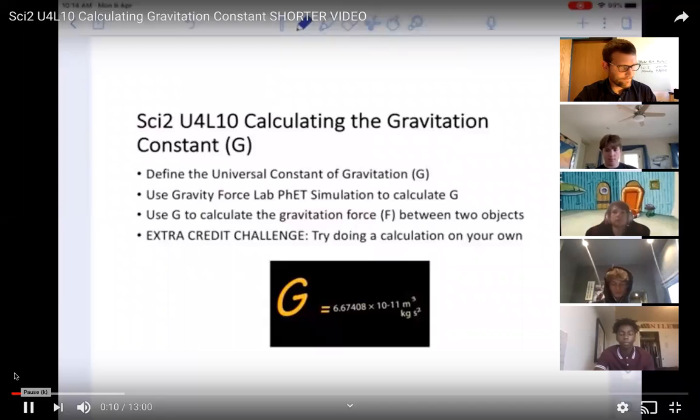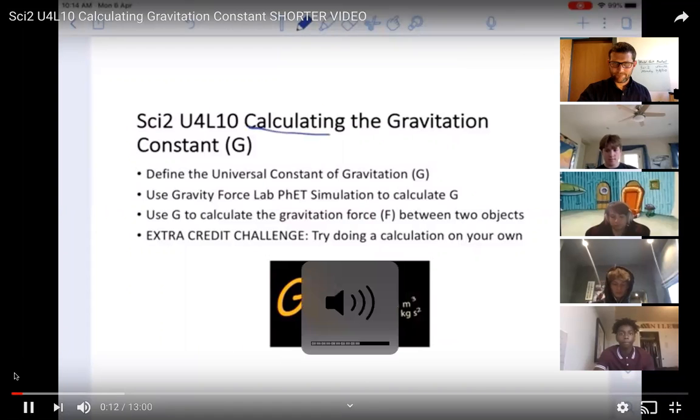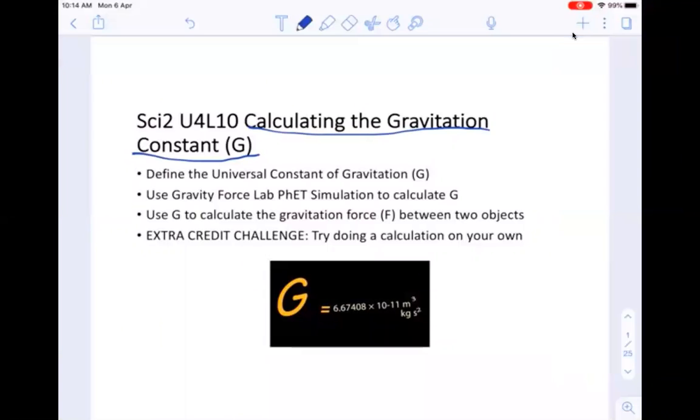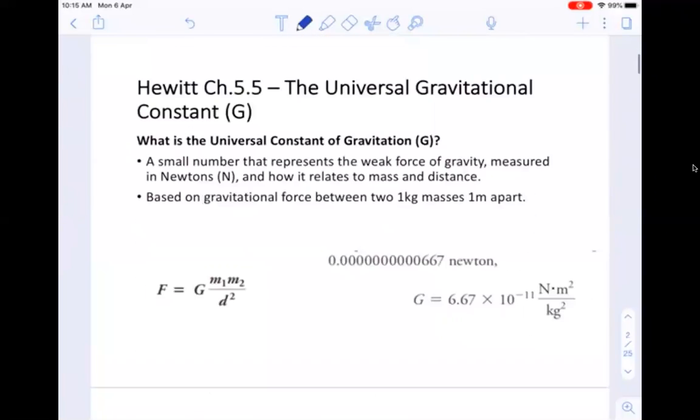All right. But before we talk about that, we have to talk about calculating what's called a gravitational constant, which is a number that sort of puts gravity in context and brings newtons into the math. So we'll define it really quickly. I'll use that same gravity force PhET simulation you did for homework to then do some of the math. And if you feel up to it, as an optional extra credit challenge, you can try doing one of these math problems on your own. Again, this is sort of more at the honors level in terms of the math, but you're welcome to give it a try if you want, but I won't require you to do it.